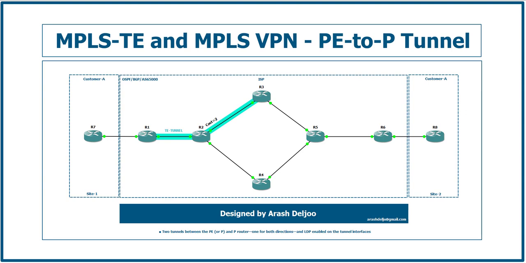Look at this scenario. In this scenario, again, we have customer A with two sites, site 1 and site 2, and we need to connect these two sites together. And this is a service provider. In this service provider, we have multiple paths.